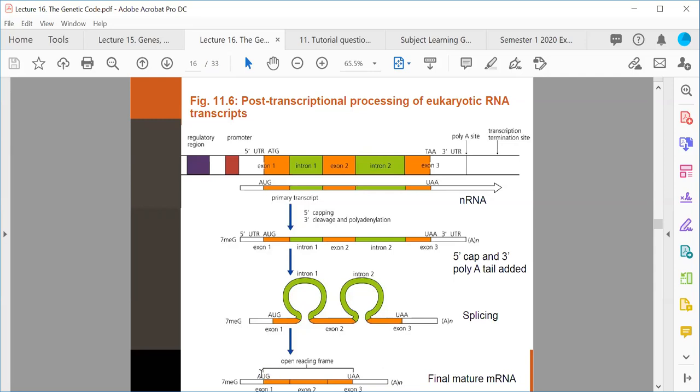And you can see also that this protein coding part of the gene shown here is referred to as an open reading frame, and that's because the code within this region has to be read and translated into an amino acid sequence within a polypeptide.